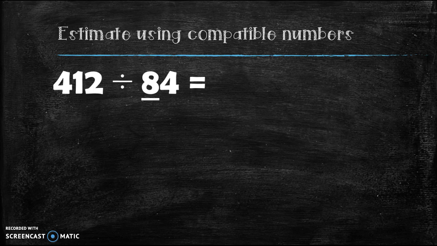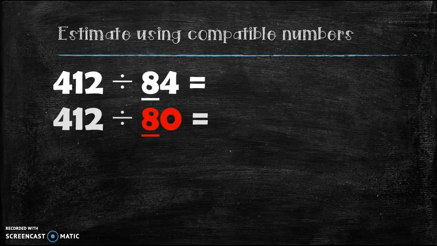So the first thing we're going to do is look at the 84, and we are going to round that to its highest place value. In that case, it's the 8. So we're going to go next door and look at the 4. We know that 4 is below 5, so we are going to keep the 8 the way that it is, and we're going to change 84 to 80. So now we have 412 divided by 80.